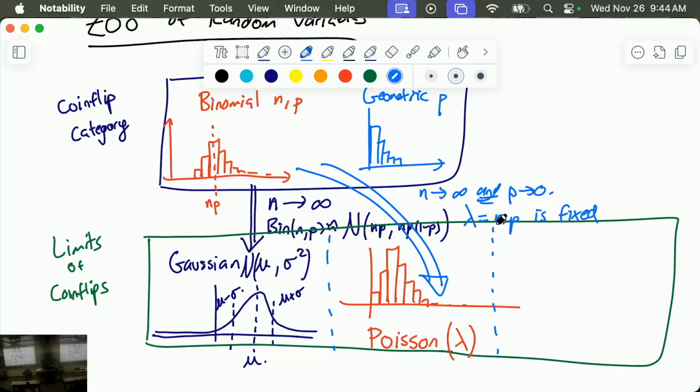And then last class, we did one more limit, and that was the same limit, the n goes to infinity, p goes to 0 limit. And that was for the geometric, though.